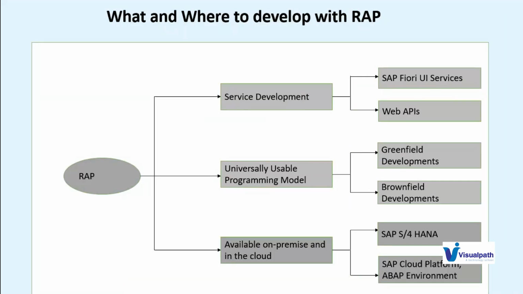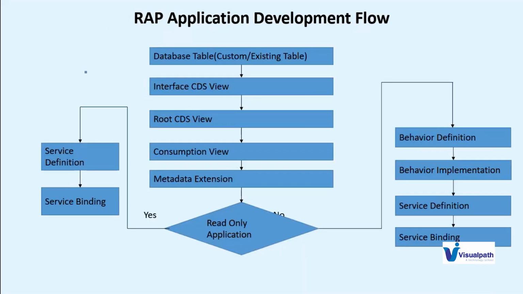Then, what and where to develop with RAP? We can use RAP for service development, SAP Fiori UI services, and web APIs. It is a universally usable programming model, so we can use RAP development in greenfield projects as well as in brownfield developments. It is available on premise and in the cloud: SAP S/4HANA private cloud as well as public cloud, and SAP Cloud Platform, also called BTP. While developing our application on BTP, we will have to subscribe to the ABAP environment service in BTP.